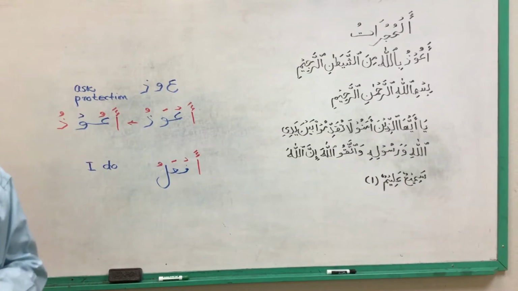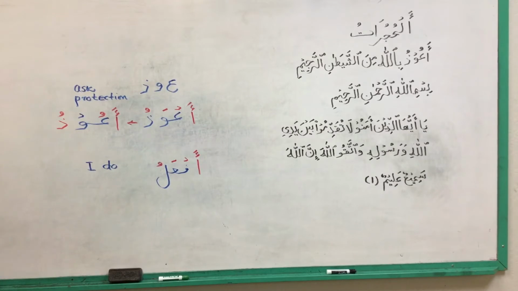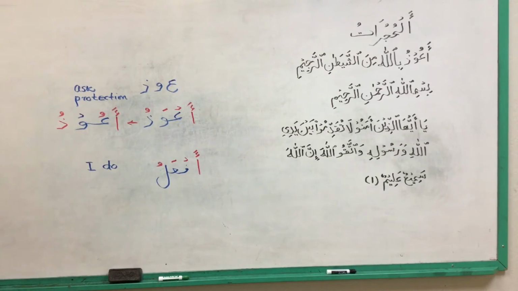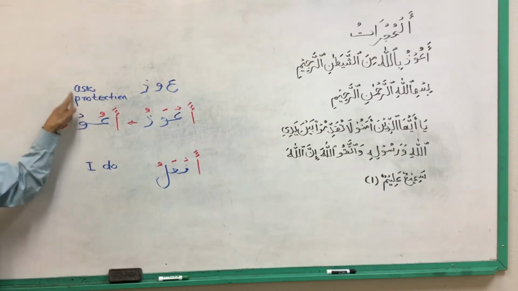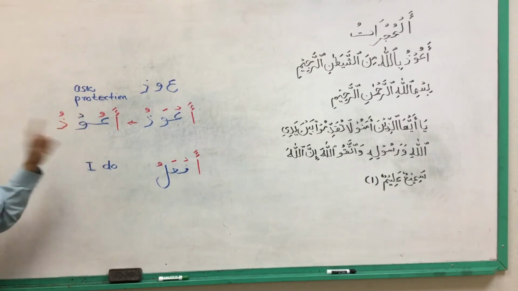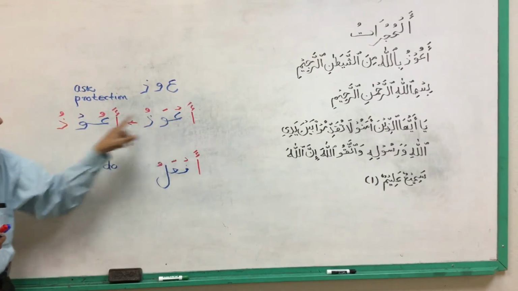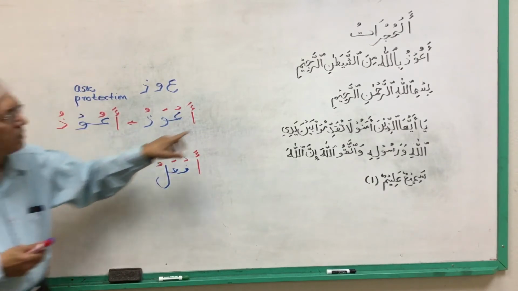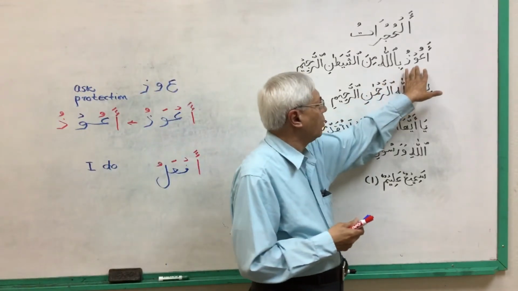So that's how the pronunciation works. These are the adjustments we are doing here. So many adjustments we did there, and at the end we came up with a very soft spoken word, a'udhu. What's the meaning of a'udhu? I ask protection, because this alif is bringing the meaning of I and the present tense. So this is the word in the Quran here before.